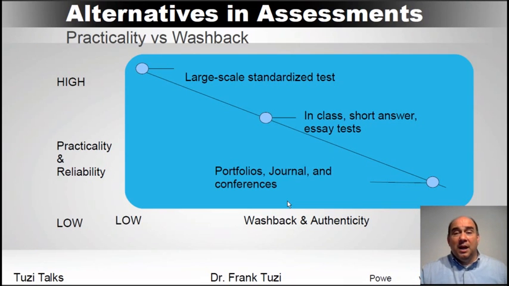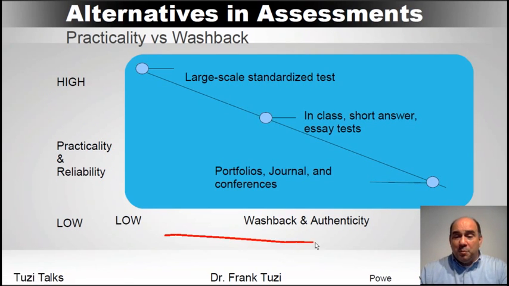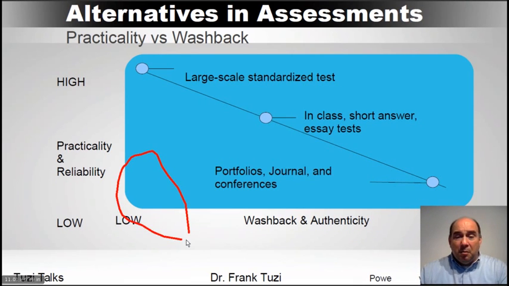There's some introduction to some alternatives in assessments. It's a little graph here that we're looking at that talks about the differences between practicality and reliability, right? High practicality versus low practicality, and also the benefits of washback and authenticity. Okay, so over here is going to be high benefits for washback and authenticity, and then the other end is going to be low benefits. So this corner here is probably the worst that you're looking for. This corner up here is probably the best one that you're looking for. Now, I hope you understand this.